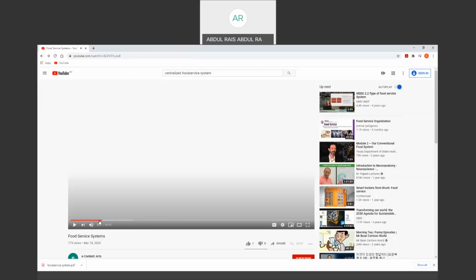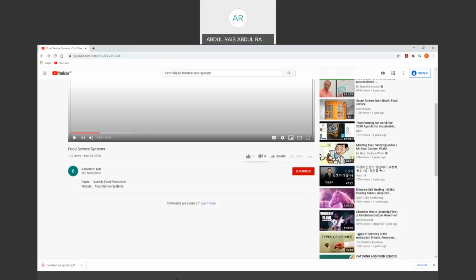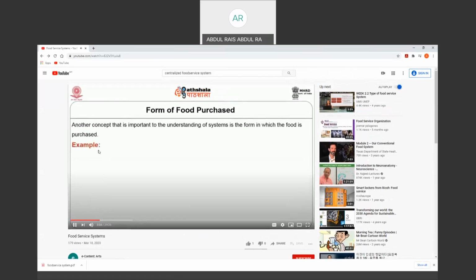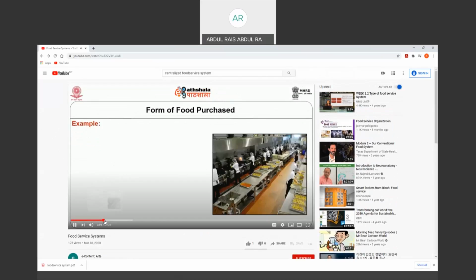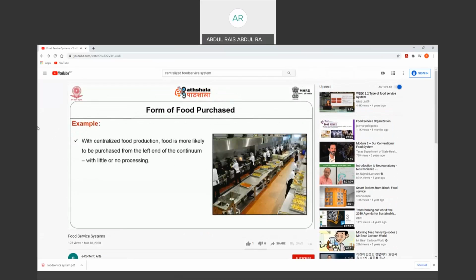Now, the purchasing desk is the form in which the food is purchased. For example, if food were purchased at the none end of the continuum, the ingredients for the food product would be purchased. With centralized food production, food is more likely to be purchased from the left end of the continuum, that is, with little or no processing. The processing of food preparation will be done in the central kitchen. This often represents a substantial food cost saving.